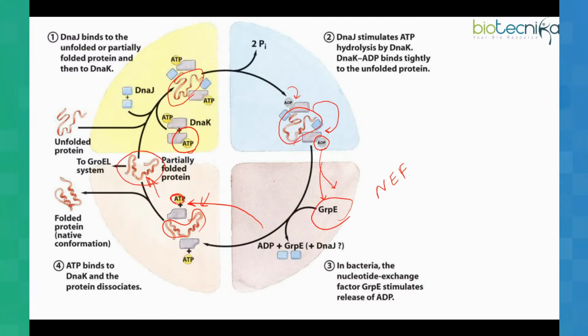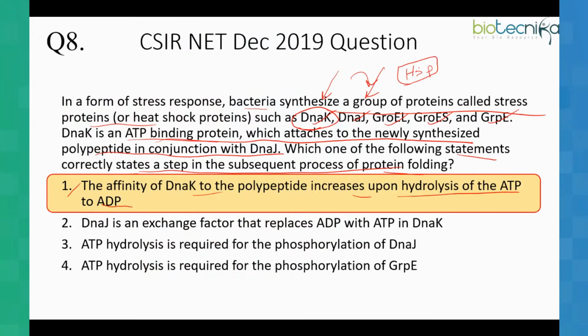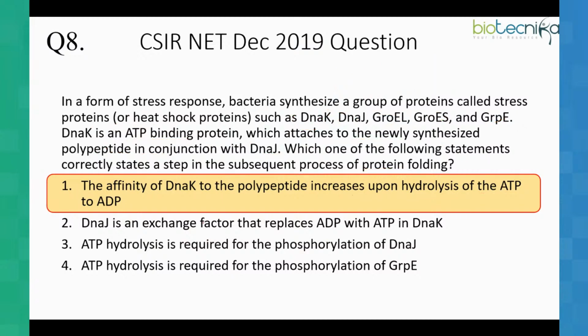It may be in the partially folded form, and in that case it might go to another chaperone system, a complex of chaperones, where it might have the possibility of folding properly. So the option says that DNA-J is an exchange factor that replaces ADP with ATP in DNA-K. No, that's not the case. Actually, GRPE is your exchange factor.